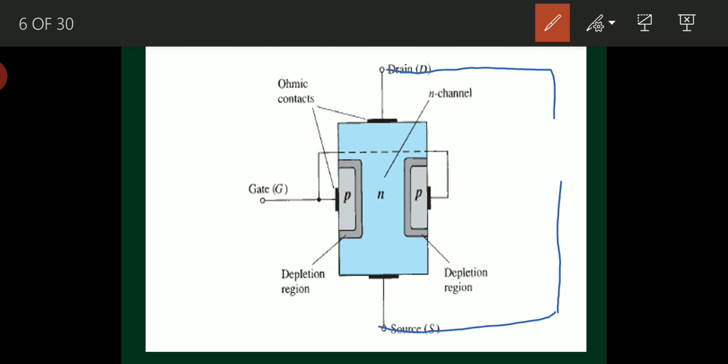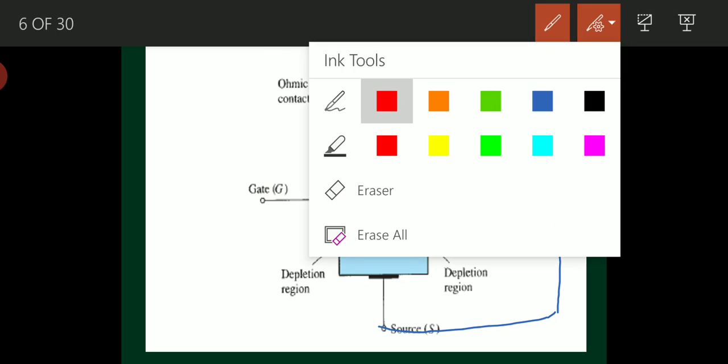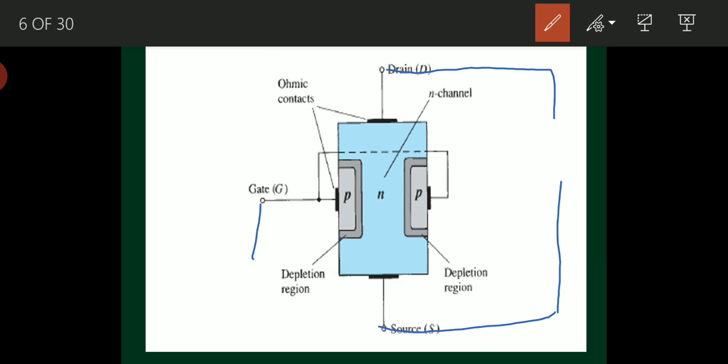Right? So likewise, I have to bias input terminals also. Okay. What is source? I have told you that you can compare the function of source with the function of emitter in BJT, right? In BJT, emitter emits the electrons. Likewise, in FET, source terminal will emit the electrons. Okay. So what I have to do?